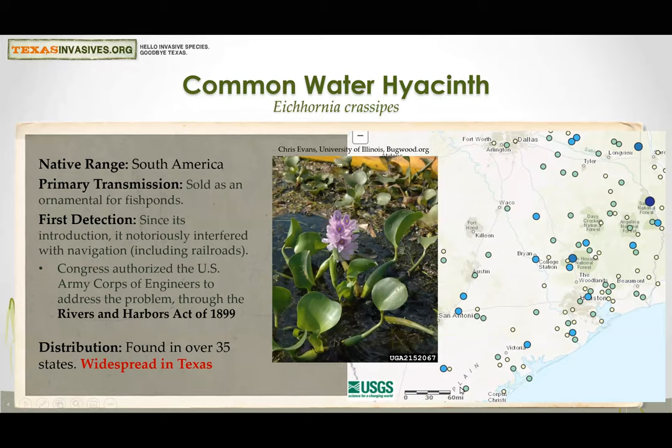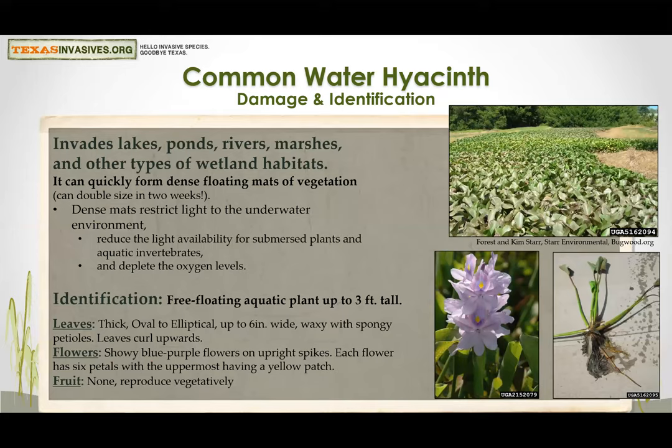So here again, we have that USGS point map. Remember, the bigger and bluer the dot, the more reports there are. So there are plenty in Houston and Huntsville. So definitely common water hyacinth is in our area. It also invades lakes, ponds, rivers, and marshes. It quickly forms dense floating mats of vegetation and it can double size in 2 weeks. So if you think about, you have a 2 foot patch, 2 weeks later, it's a 4 foot patch, then an 8 foot patch, then a 16 foot patch. It just keeps going and going.